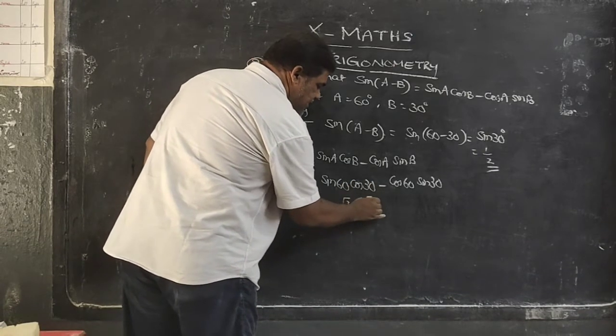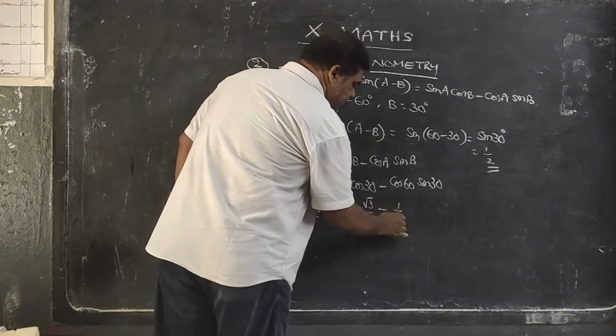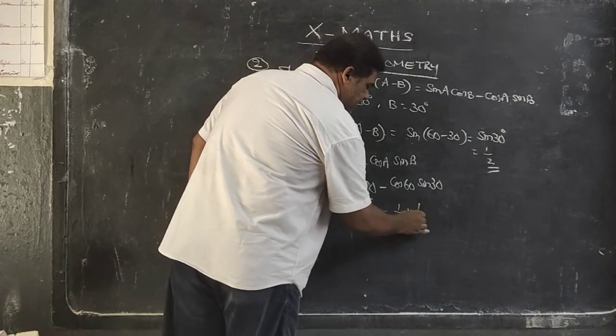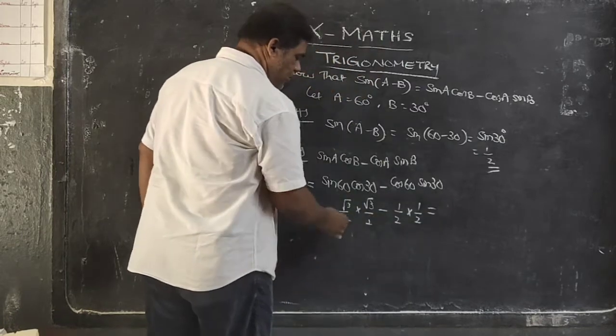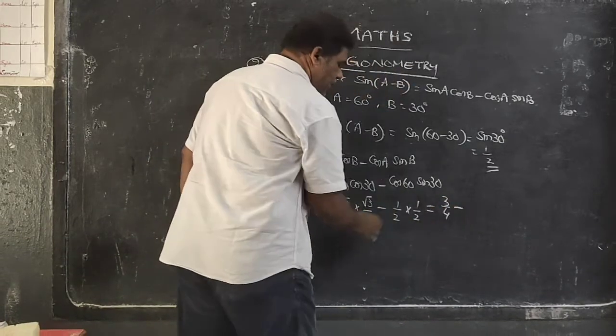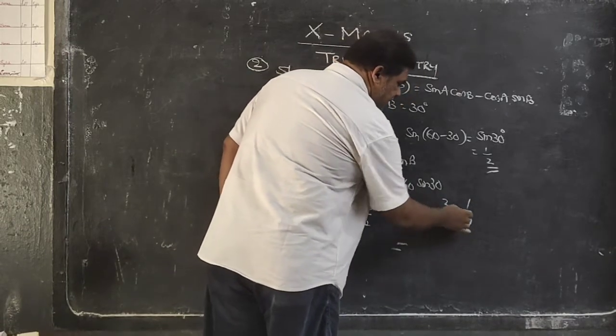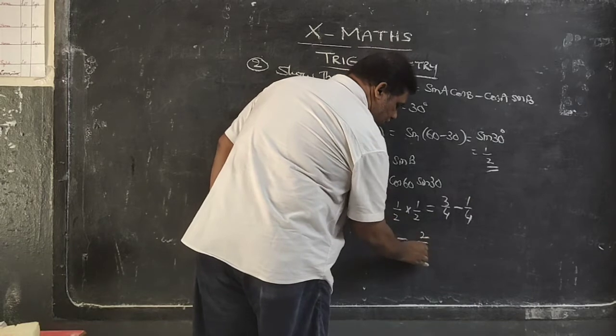Cos 30 degrees is also root 3 by 2. Cos 60 degrees is 1 by 2. Sin 30 degrees is also 1 by 2. Here root 3 into root 3 is 3 by 4. 1 by 2 into 1 by 2 is 1 by 4. Denominator is same, 3 minus 1 is 2 by 4.